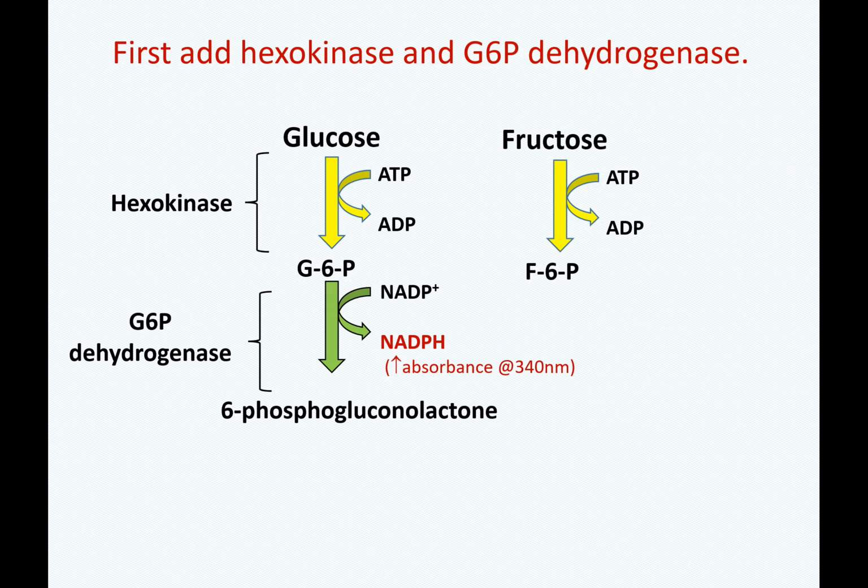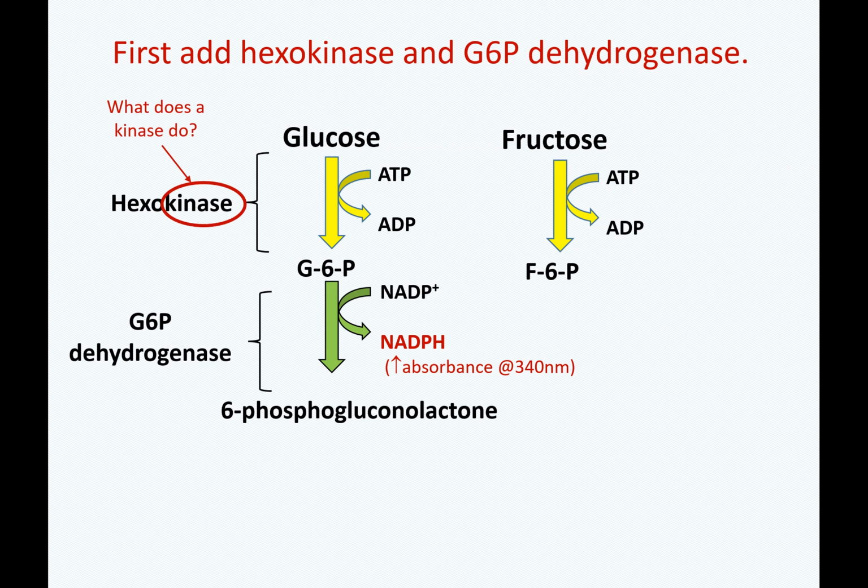Our fructose, on the other hand, is sitting over on the side. It's gone to F6P, but it gets stuck. It can't go any further. So the goal here is to make sure we use up all of the glucose, measuring the change in absorbance of NADPH to give you the amount of glucose.